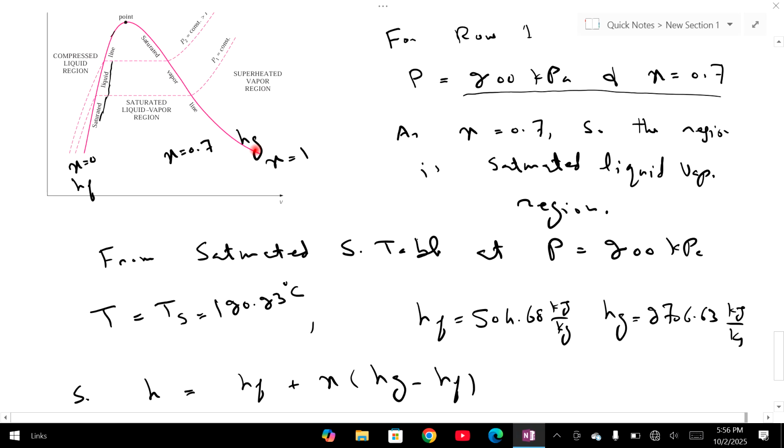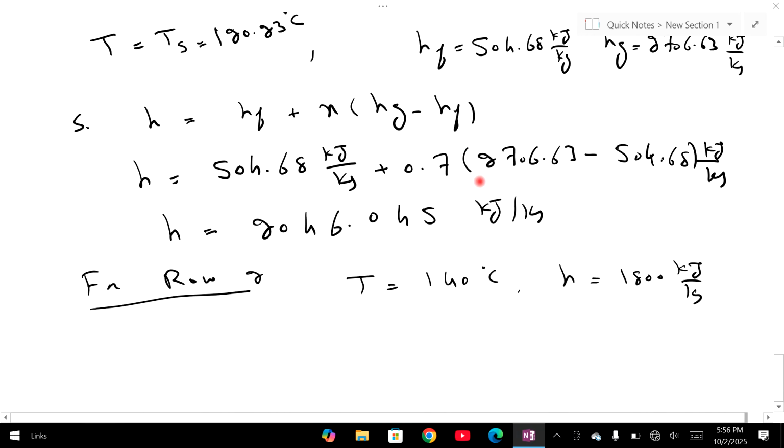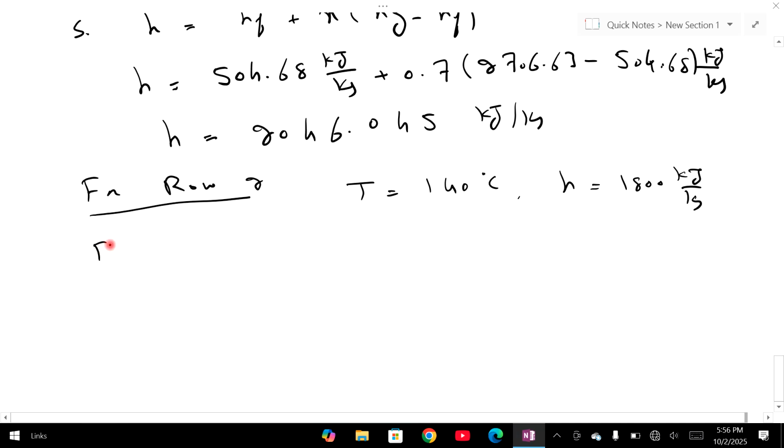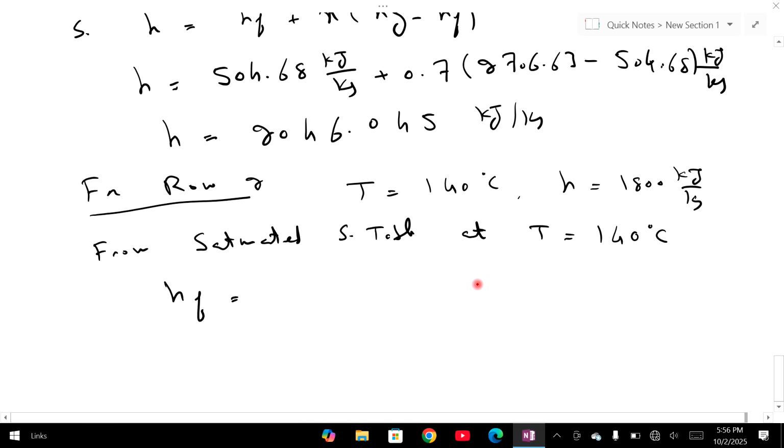So first we check whether enthalpy is in the compressed liquid region, on the saturated liquid line, in the saturated liquid-vapor region, on the saturated vapor line, or in the superheated vapor region. For that we need to find Hf and Hg from the saturated steam table at temperature equal to 140 degrees centigrade.